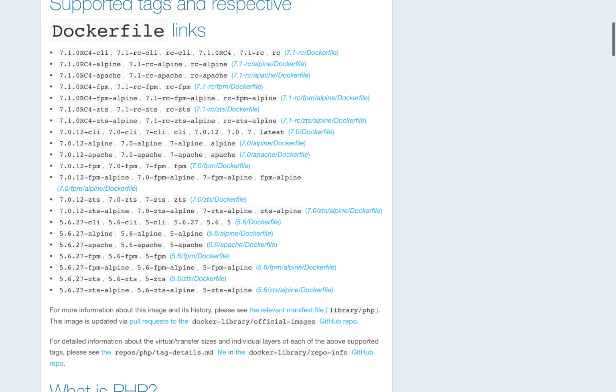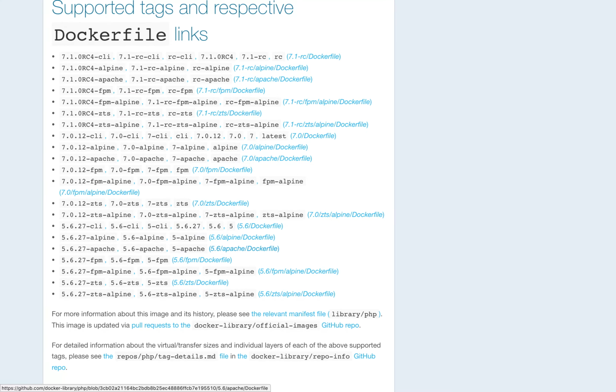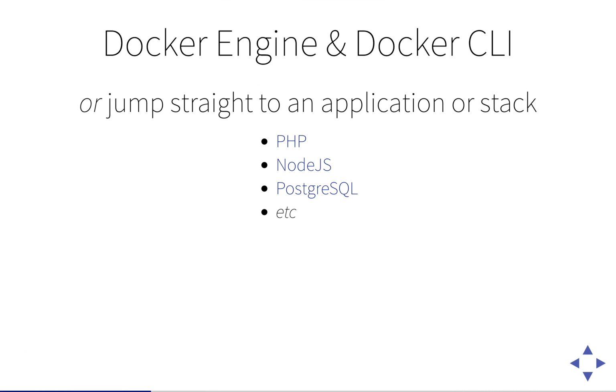They tend to stay very current, and there's a bunch of different flavors here. So we can pick if we want a nice light Alpine image. Maybe we only want the command line version of PHP. Maybe we want it bundled with an Apache web server, or perhaps just FPM if we're going to run under Nginx. Whatever you want, it's already built and they're waiting for you in general. There's ones for Node.js, PostgreSQL, etc., and anything you want, pretty much, and you can always build your own.